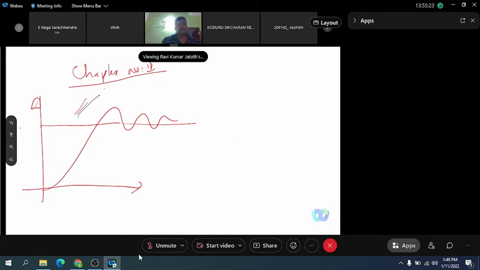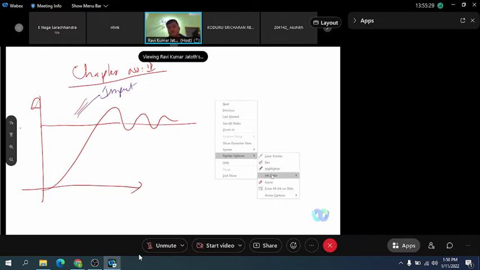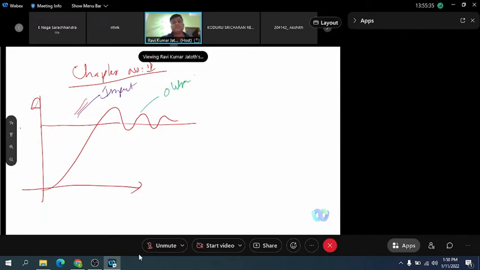So this is the input. And this is the output. So there is a system. When I excite that system with an input, you get a response like this.